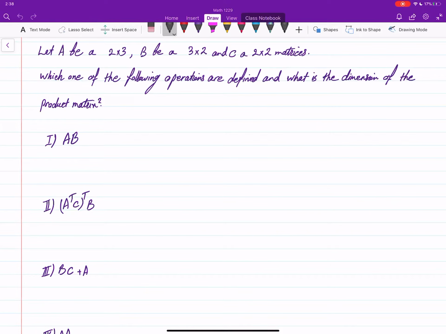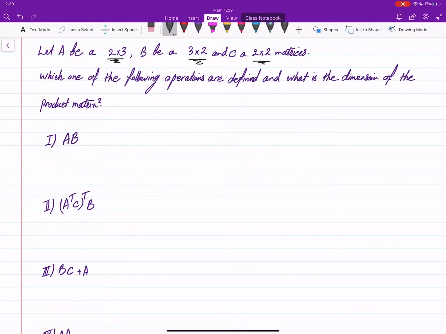Hi, in this video we will do examples for compatibility of dimensions and dimensions of product matrices. Here we have three matrices A, B, C. A is 2 by 3, B is 3 by 2, and C is 2 by 2. Now the question asks if the given products are defined and what is the dimensions of the product matrix.